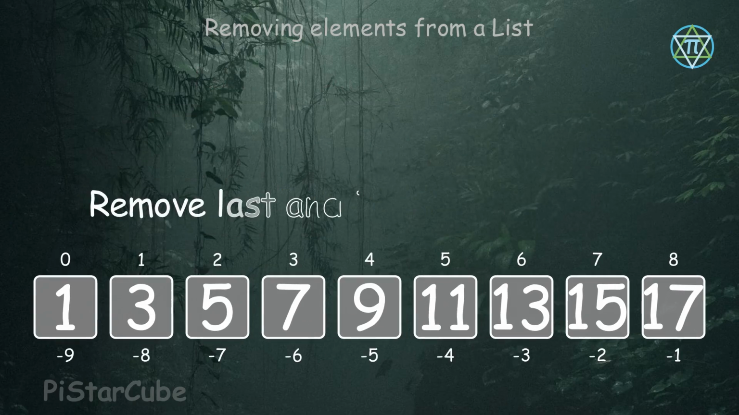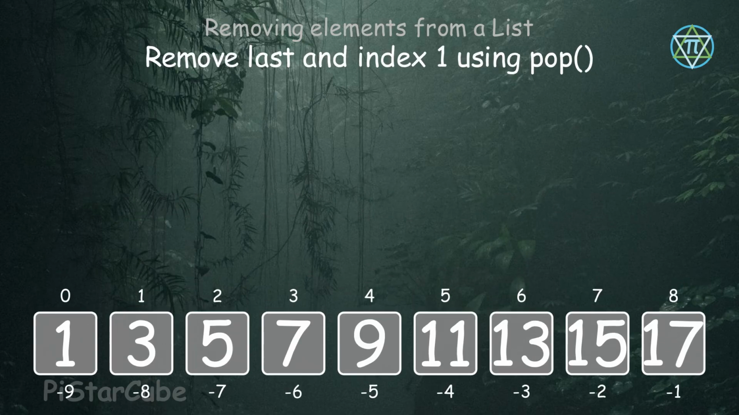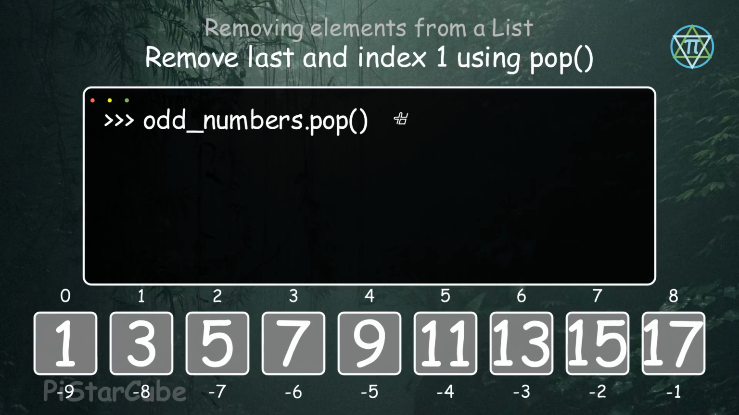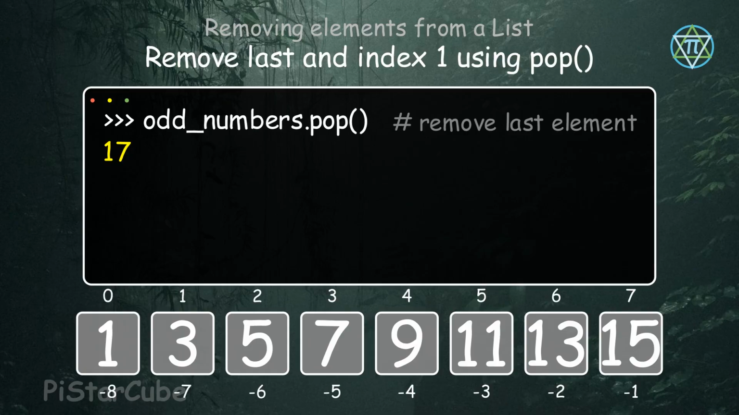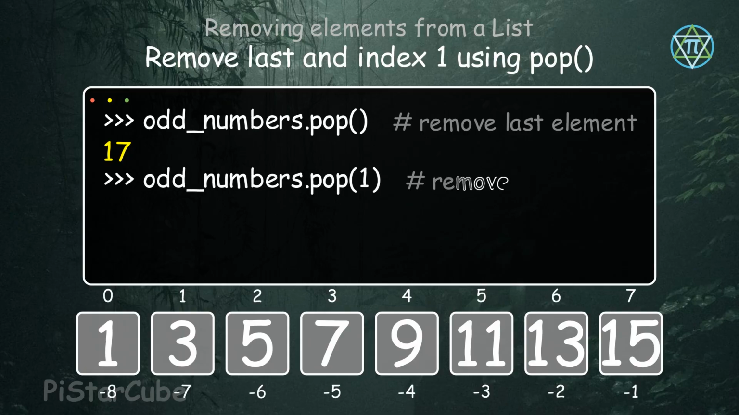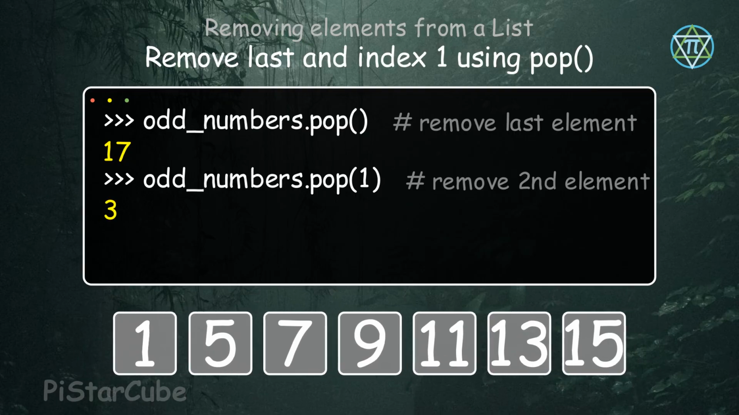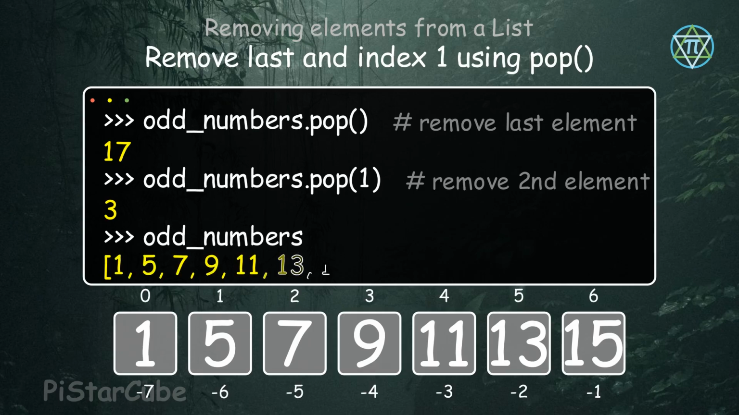Now, let's use the pop method to remove elements by position. Calling odd_numbers.pop removes the last element, which is 17, as you see on the screen. Next, odd_numbers.pop with index 1 removes the item at index 1, that is 3. As the elements are removed, the list shifts to fill the gaps. Watch how the items slide into place as we pop them off. And finally, the updated list is 1, 5, 7, 9, 11, 13 and 15.